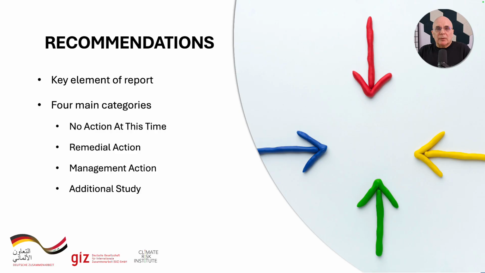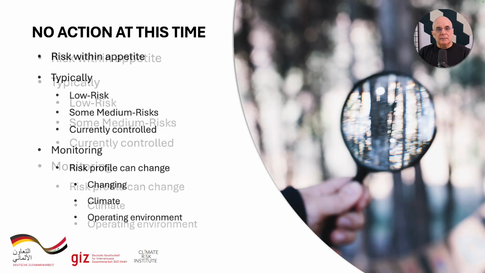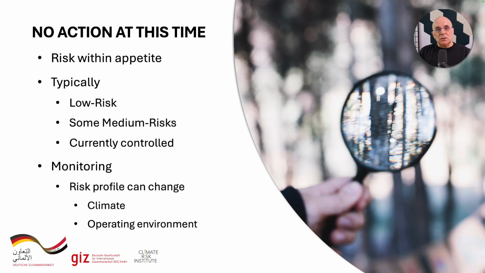A key part of the report will be our recommendations, and we'll break these out into 4 categories: no action at this time, some remedial action required, management actions required, or additional study may be required. For the items where there is no action required at this time, the risk is within the appetite of the organization. Typically, these are going to be low-risk items, some medium-risk items perhaps, and they're all currently under control. We need to monitor the situation because the risk profile can change over time because of changes in climate or in the operating environment of the system.